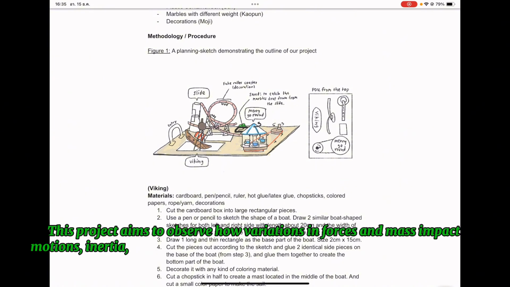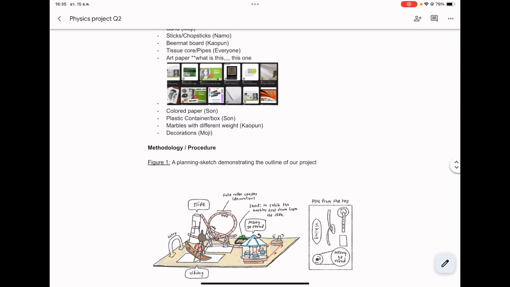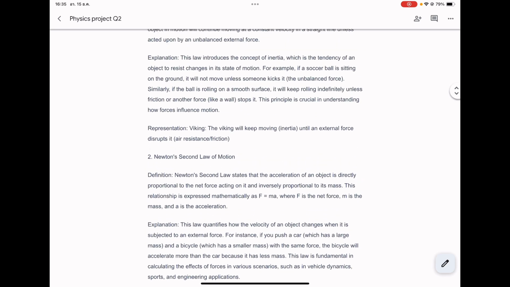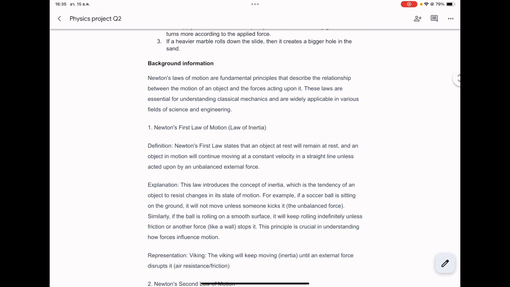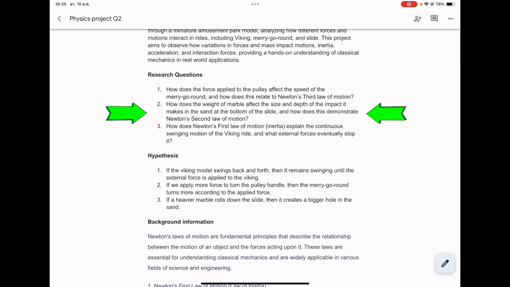This project aims to observe how variations in forces and mass impact motion, inertia, acceleration, and interaction forces, providing a hands-on understanding of classical mechanics in real-world applications. We wanted to know, first, how does the force applied to the pulley affect the speed of the merry-go-round, and how does this relate to Newton's third law of motion?